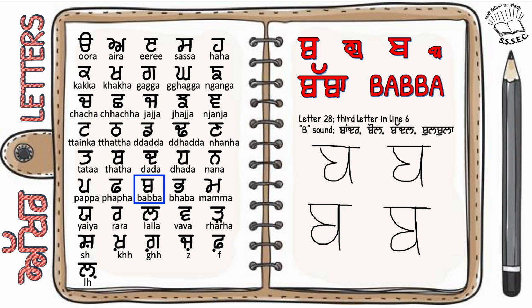Baba. So some words beginning with baba include bandar. Bandar means a monkey. Bol. Bol is speak, or it can mean say or tell, but it can also mean a syllable. Bol, or the rhythmic syllables used when you're playing tabla or other percussion instruments in South Asia. Baddal. Baddal is cloud or clouds. And bulbula. Bulbula is a bubble.